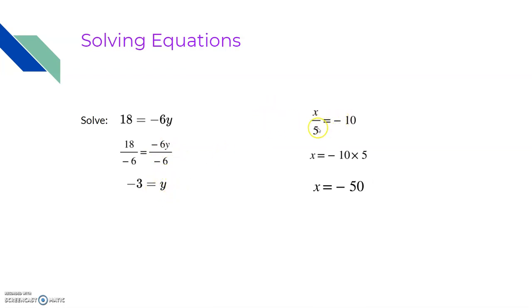Now, we have x over 5 equals minus 10. X, this is division, correct? So we're going to be multiplying it. We have x here because we're multiplying this and they cancel out. X equals minus 10 times 5, and we get x equals minus 50.